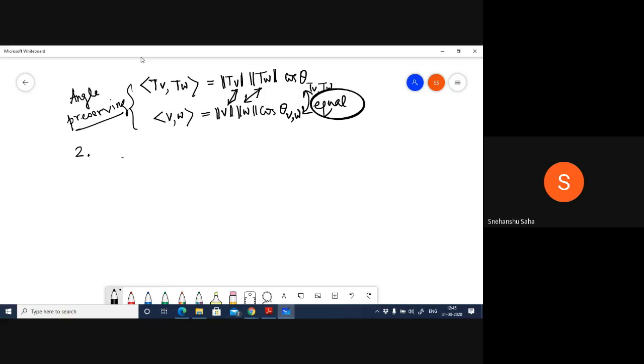The next property that we need to talk about is that the eigenvalues of an SPD are real and positive. What is an SPD? SPD is nothing but symmetric and positive definite.